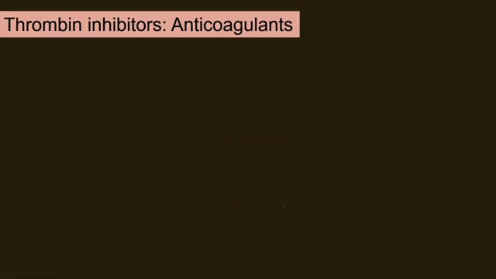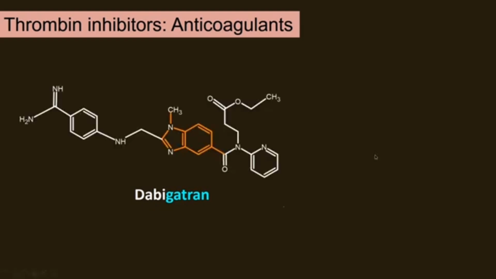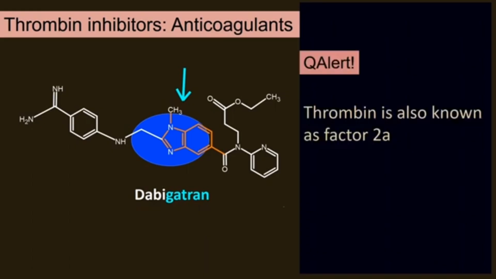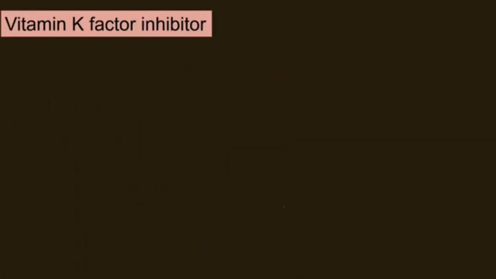Next we talk about the thrombin inhibitors, which are another DOAC, a direct acting oral anticoagulant. The best example is dabigatran, and its structure has similarities to apixaban. However, the most important key point is that it has a different mechanism than apixaban. It directly binds to factor 2A, which is also known as thrombin. Another name for factor 2A is thrombin.